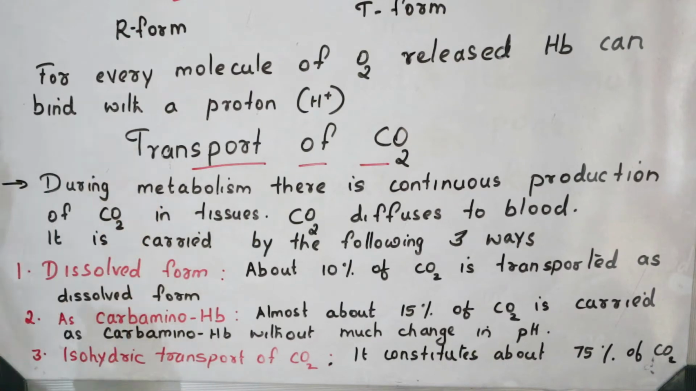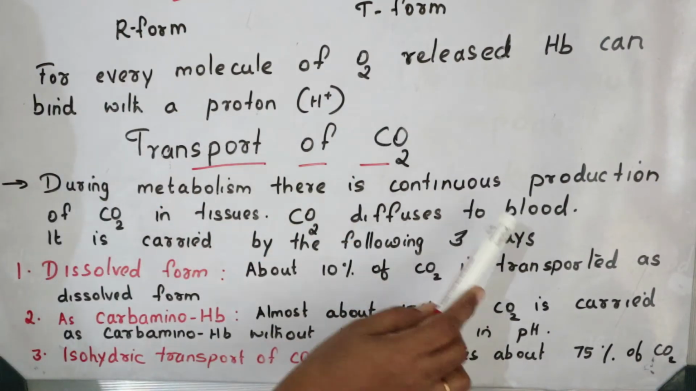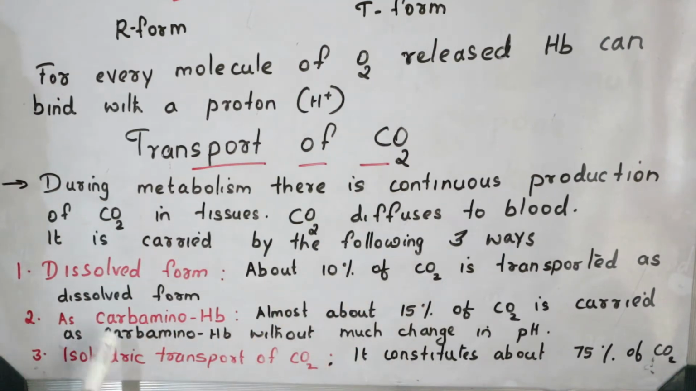So coming to transport of carbon dioxide. During metabolism there is continuous production of carbon dioxide in tissues, and this carbon dioxide diffuses to blood, and it is carried in the following three ways. First one, dissolved form. Almost about 10% of carbon dioxide is transported as a dissolved form. That is, it combines with water, CO2 plus H2O, producing H2CO3, and then it is converted to HCO3 minus plus H plus.